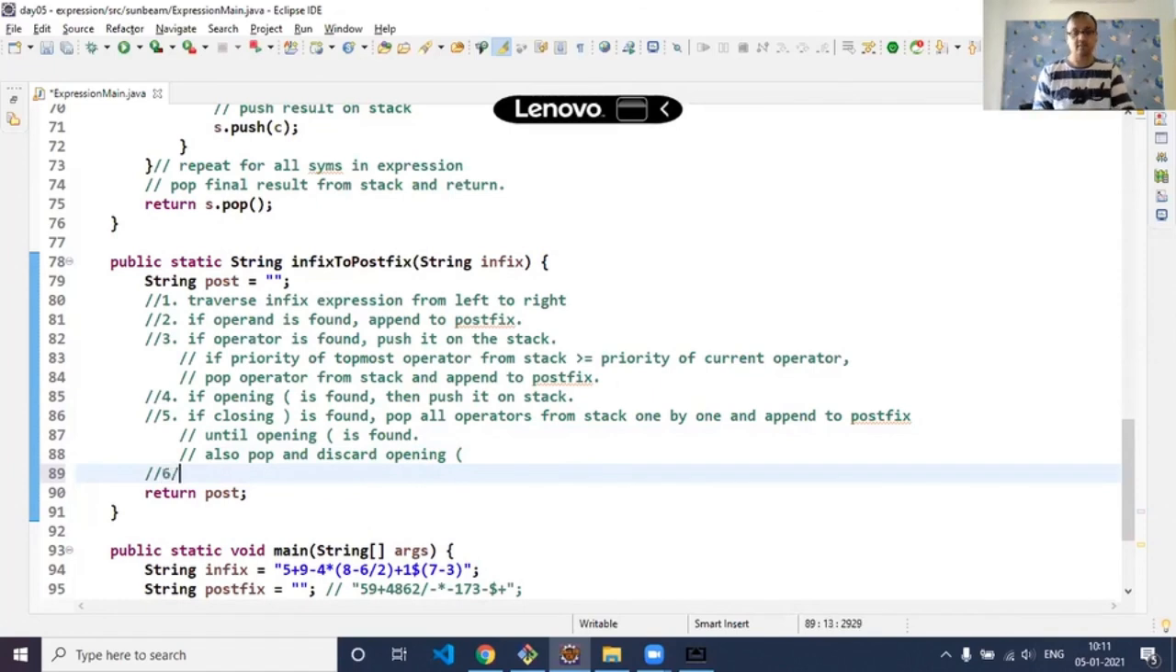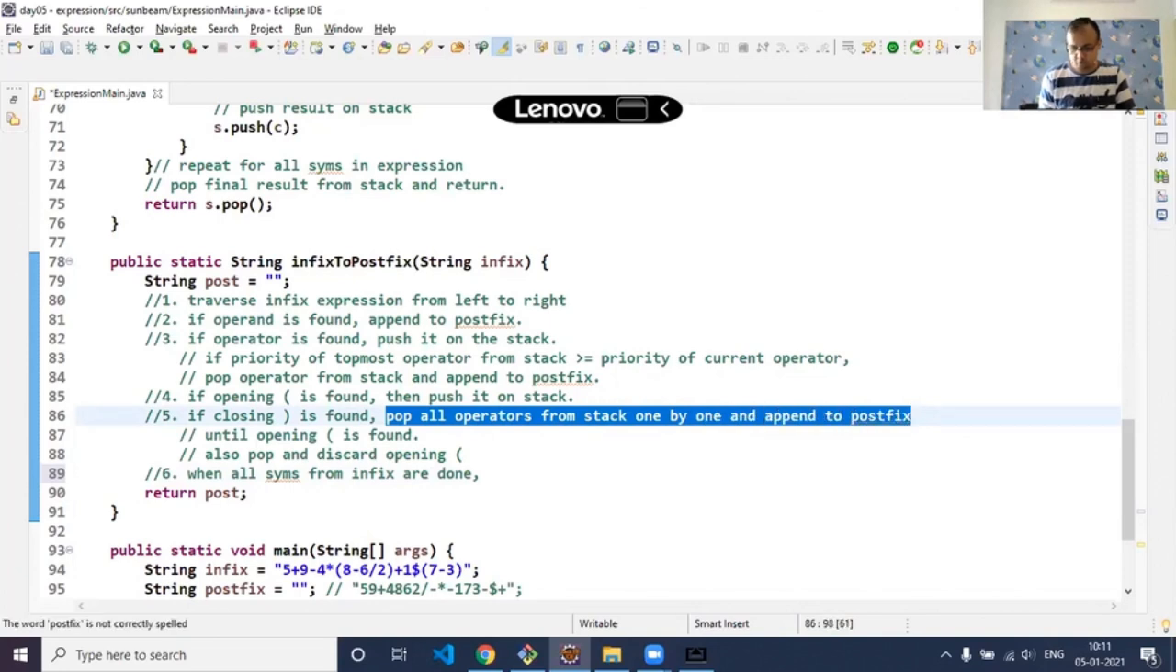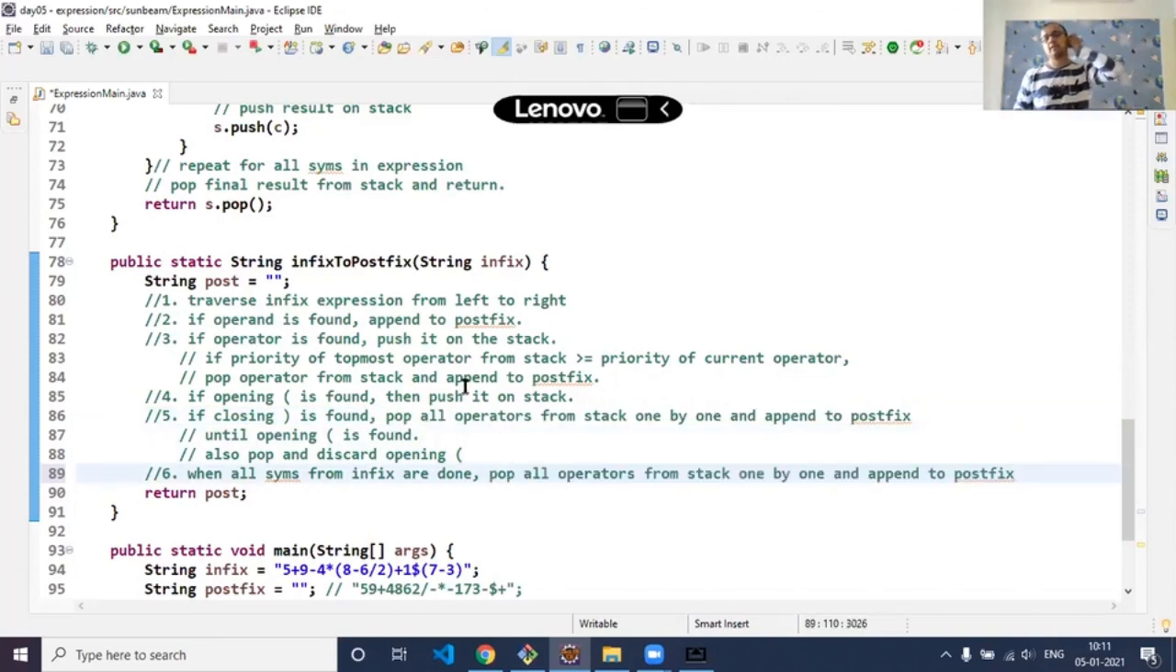The point number 6, when all symbols from infix are completed, are done, what is to be done? Pop all operators from the stack and append them to the postfix one after another. That's it. Are the same 6 points that we are supposed to write? Okay, good.